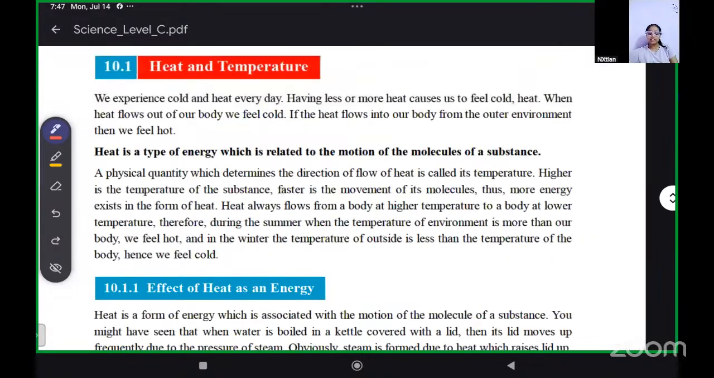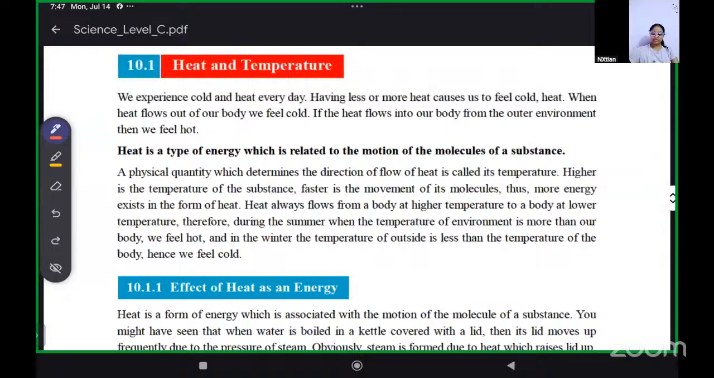Heat and temperature. We experience cold and heat every day. Having less or more heat causes us to feel cold or warm. If the temperature is more, we'll feel hotter. If the temperature is less, we'll feel colder. Now, when heat flows out of our body, we feel cold. And if the heat flows into our body from the outer environment, we feel warm or hot.